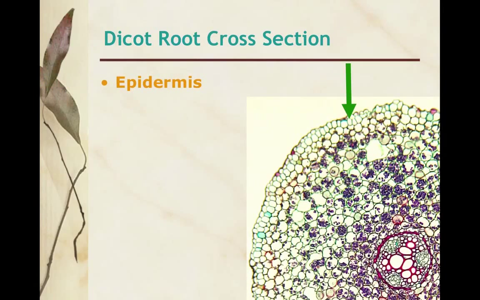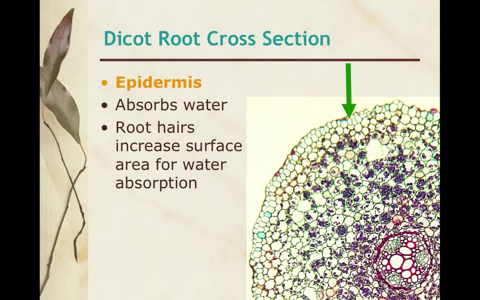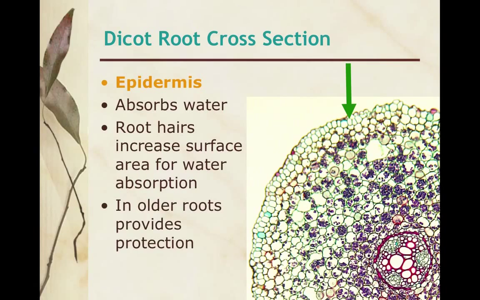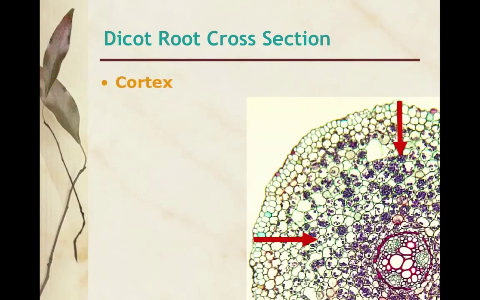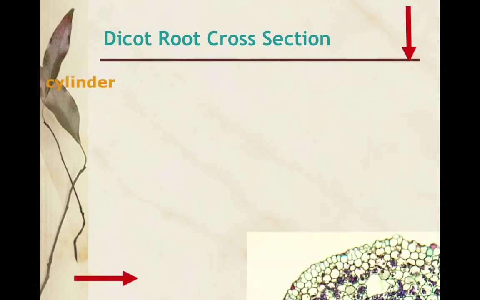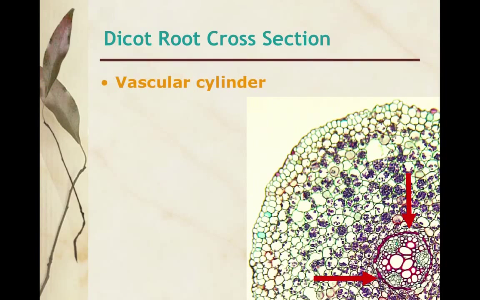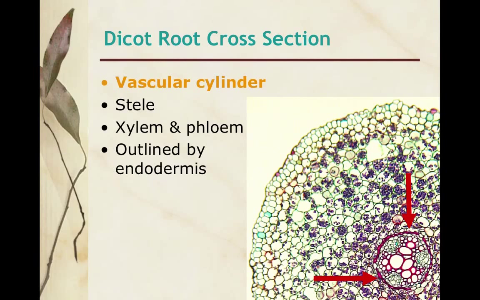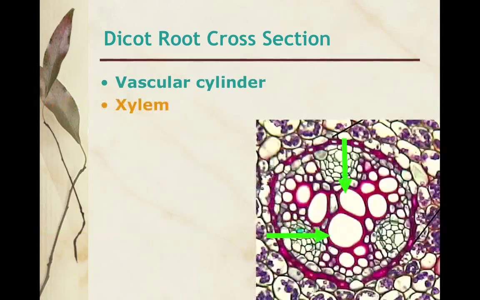Now we're going to look at some roots, okay? So here's a dicot root cross-section. If you're looking at a dicot root, that's the epidermis on the outside that's going to absorb the water. There are root hairs to help increase the surface area for water absorption, and the epidermis also helps provide protection. Then you're going to have your cortex. That's where all the storage of starch occurs. That's what all those little purple things are. And then you have your vascular cylinder, also known as the stele, and that's where you have your xylem and phloem, okay? And then there's an endodermis that outlines it to help protect it, and we'll talk about how that works and why that's important when we look at water transport in plants.